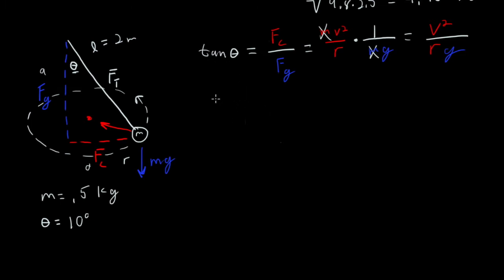So let's rewrite that here. Tan theta equals v squared over rg. Now, we have g, that's going to be 9.8, and tan theta, we have theta, that's going to be 10 degrees. So we could simplify that into actual numbers, but we don't have our radius. So we need that radius. What is that radius going to be?